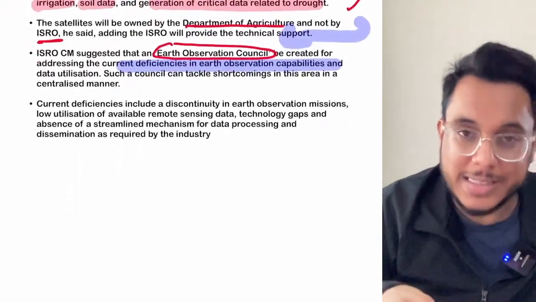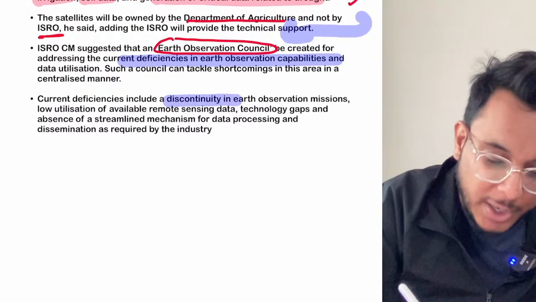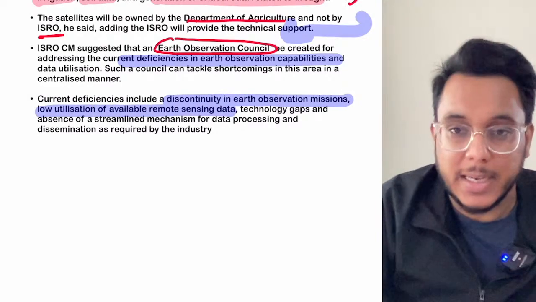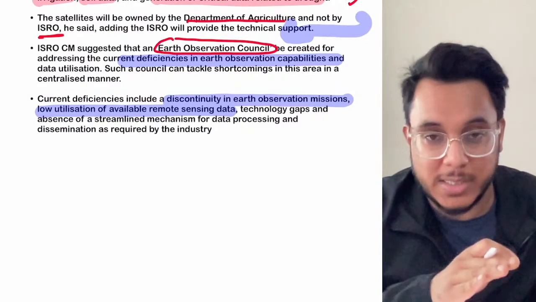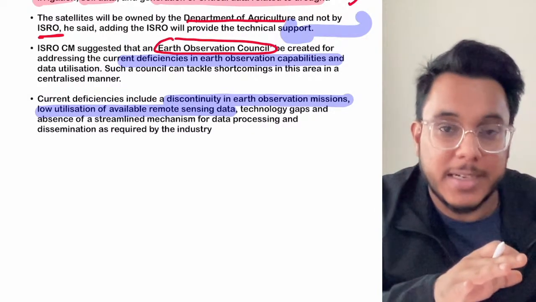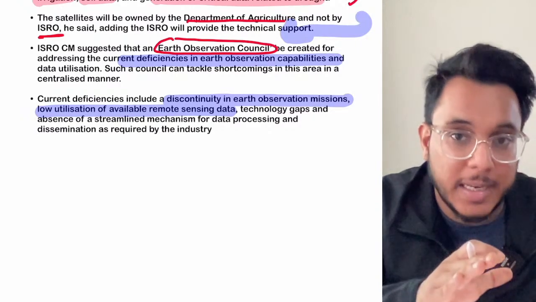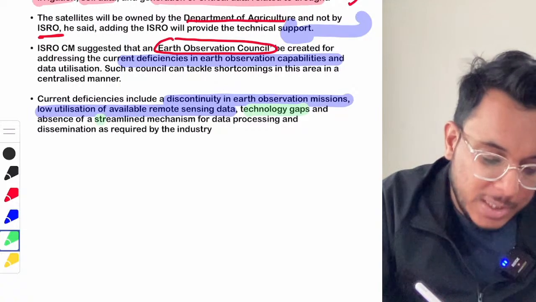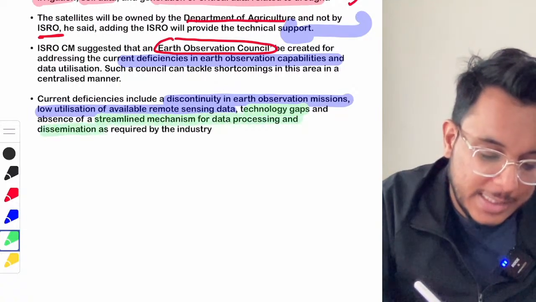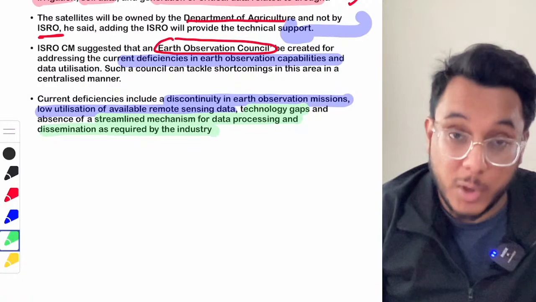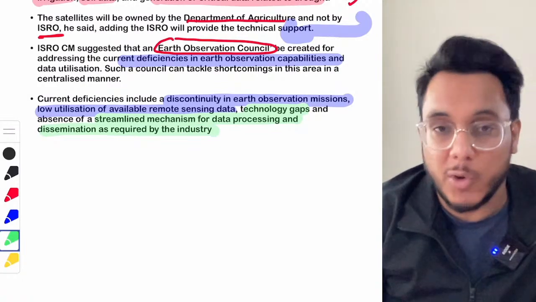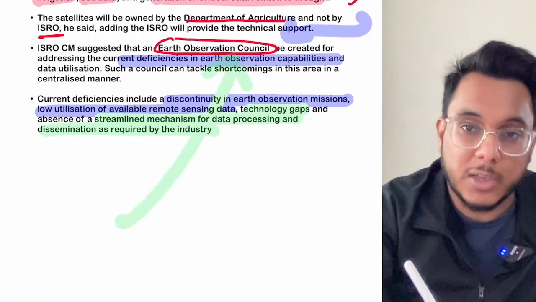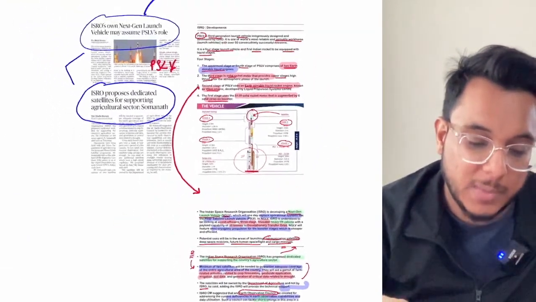Fine. Now the article says that current deficiencies include a discontinuity in Earth observation missions, low utilization of available remote sensing data. There is remote sensing data which has given some very crucial insights which can be used for the agriculture sector, but it has not been used. Then there are the technology gaps, and the absence of a streamlined mechanism for data processing and dissemination of information. So how to make information usable for the industry, all these things will be done, and the Earth Observation Council will be specifically helping in this direction.